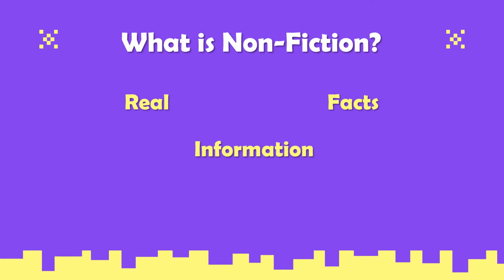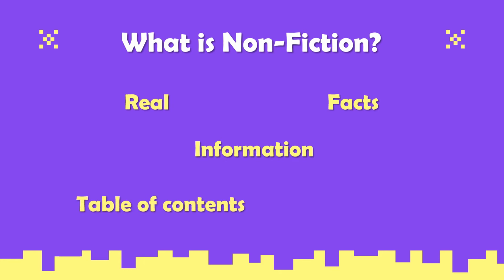Next, information. Non-fiction books contain information. Information refers to knowledge about someone or something on various subjects. Subjects can range from well-known persons, animals, places, events, and other topics of interest.